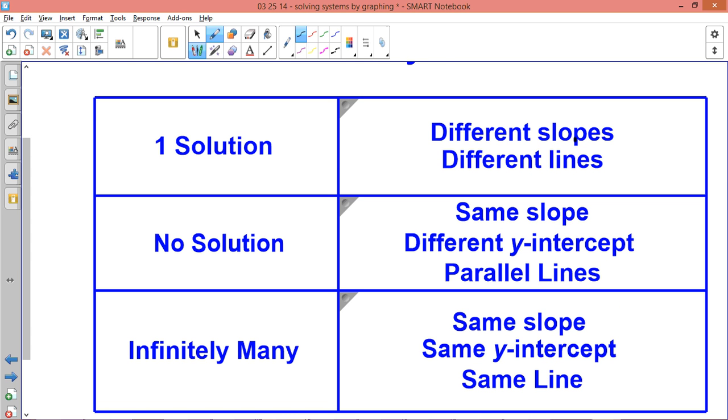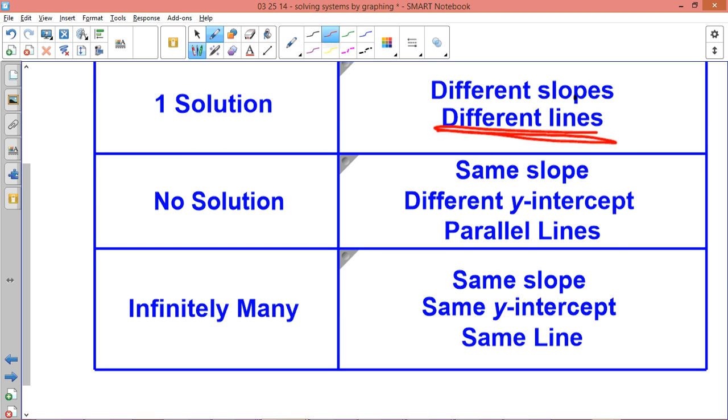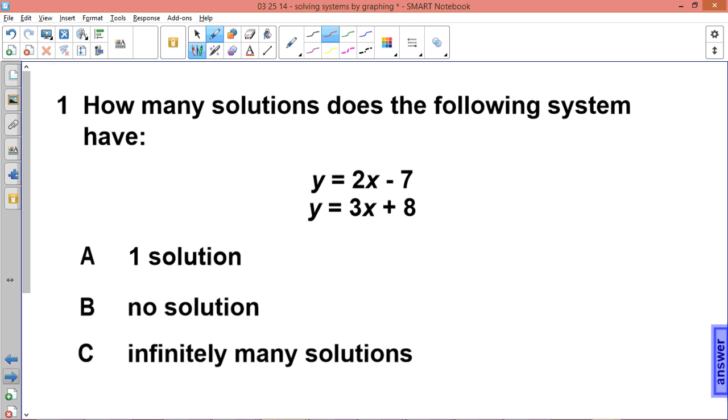So really, the key part here is if you have different lines, you'll have one solution, as long as they're not parallel. If they have parallel lines, you'll have no solutions. If you have two lines that are the same line, you'll have infinitely many. Now let's go on to figuring out how many solutions we have.